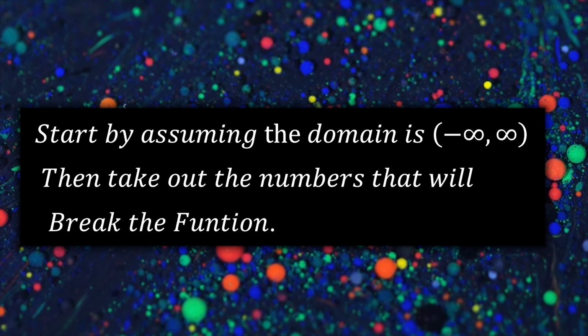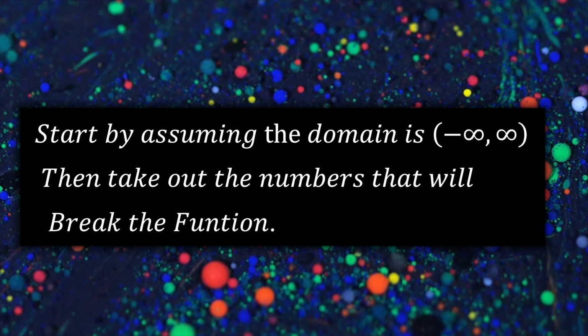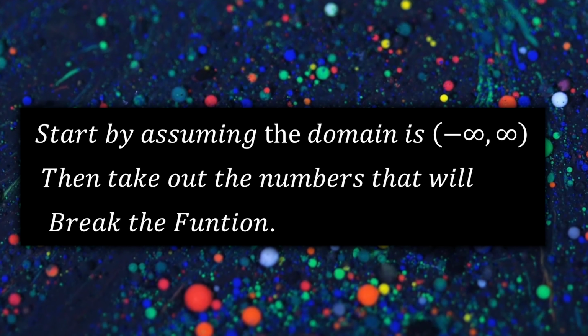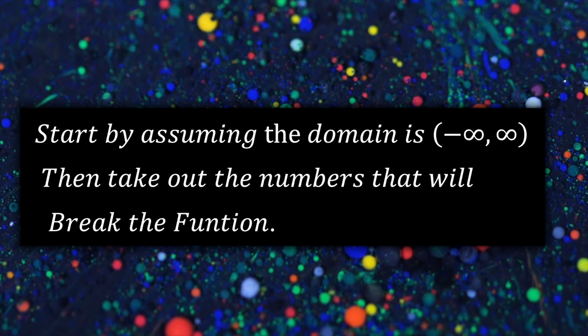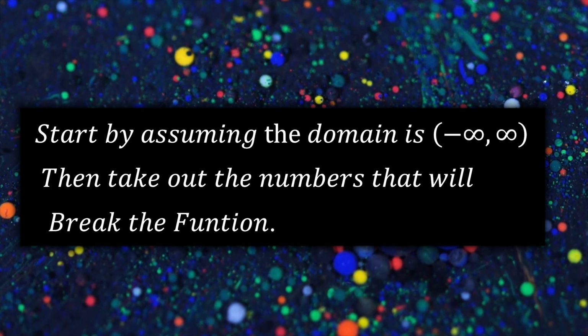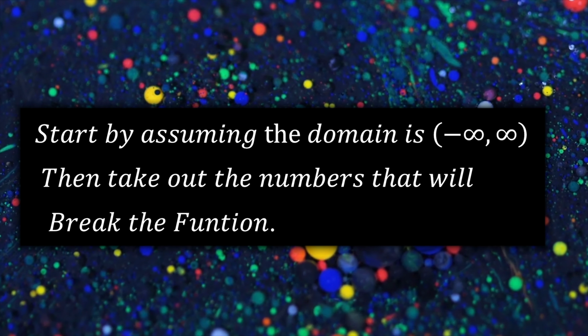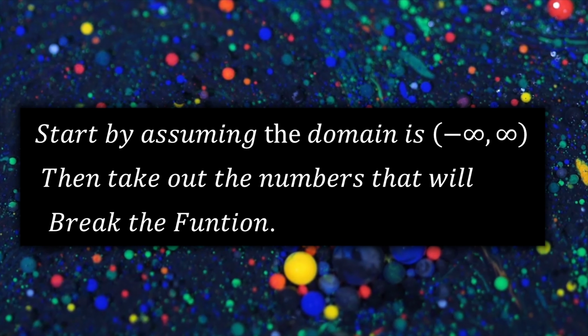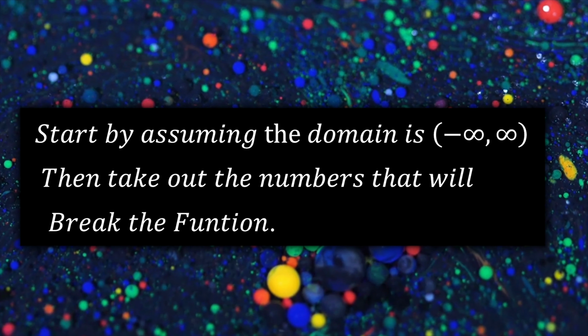Whenever we are trying to identify the domain of a function, we always start with the assumption that all numbers from minus infinity to infinity work. Then we go through and check to see if there are any numbers that break our function by violating either of these two rules.